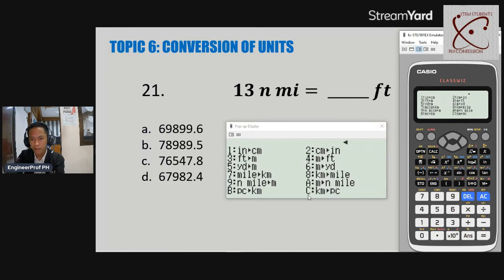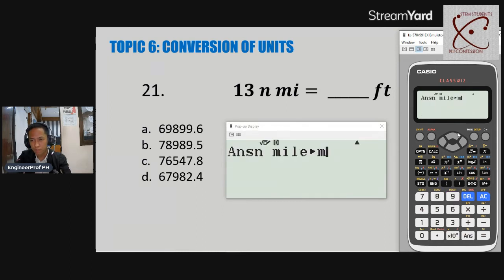So hanapin natin dito, meron ba tayong nautical mile? So nautical mile, ayan, nautical mile to meter, pero wala tayong nautical mile to feet. So ang gagawin natin, nautical mile to meter and meter to feet. So basically, ang gagamitin natin is number 9 tsaka number 4. So nautical mile, meron ditong dalawang unit of miles. The mile lang, yung statute mile tsaka nautical mile. So number 9, nautical mile to meter, then meter to feet.